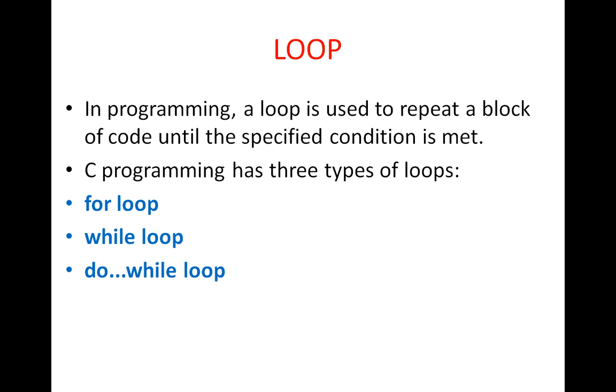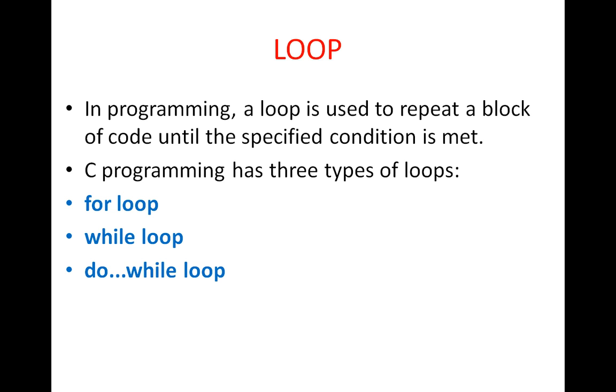In programming, a loop is used to repeat a block of code until the specified condition is met. For example, if you want to print numbers 1 to 10, that means 1 2 3 4, likewise up to 10. In previous programming, for printing 1 you had to write a printf statement, for 2 a printf statement, for 3 a printf statement. Likewise, you keep adding lines in your program.